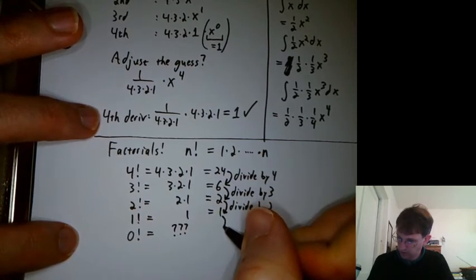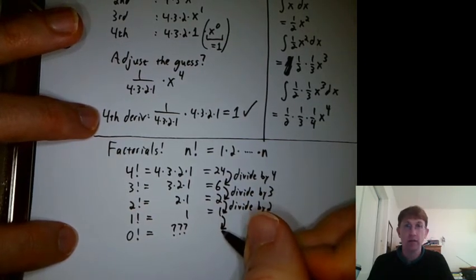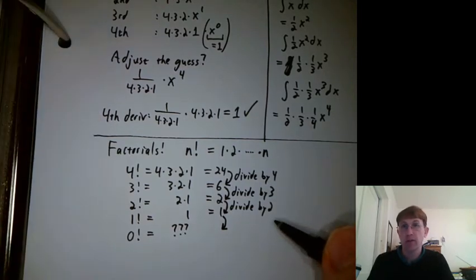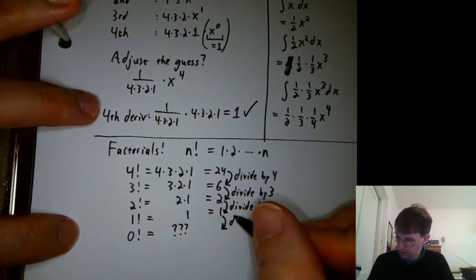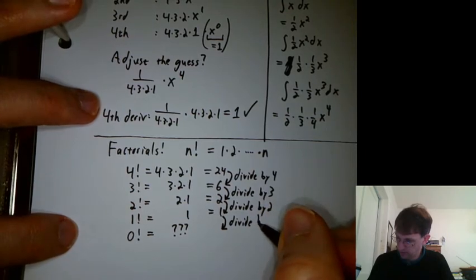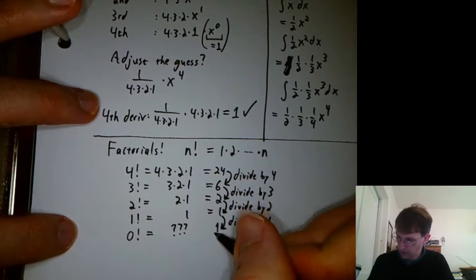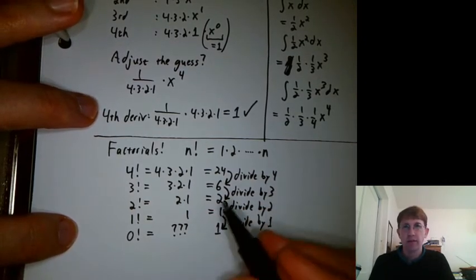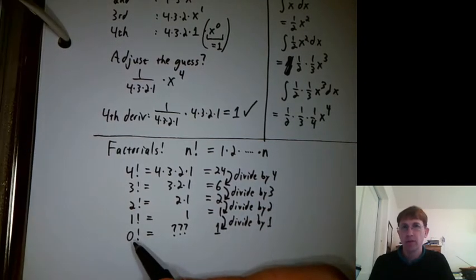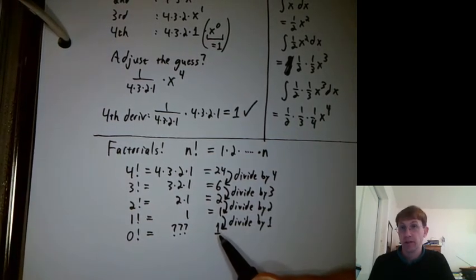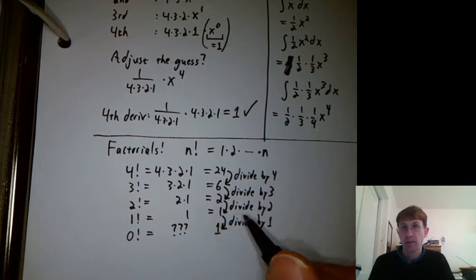And so to go from 1 to something, I should divide by, what's the pattern here? Divide by 1. And if I take 1 and divide by 1, I should get 1. So it seems odd, but it turns out the best way to define 0 factorial is that 0 factorial is 1. It fits this system.